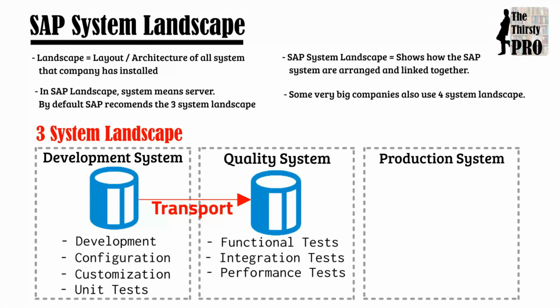Once the changes are tested and ready to go, then they are moved through transport to the production system. Production system is the main system for the business users. This is a live server where all the transactions related to business happens.